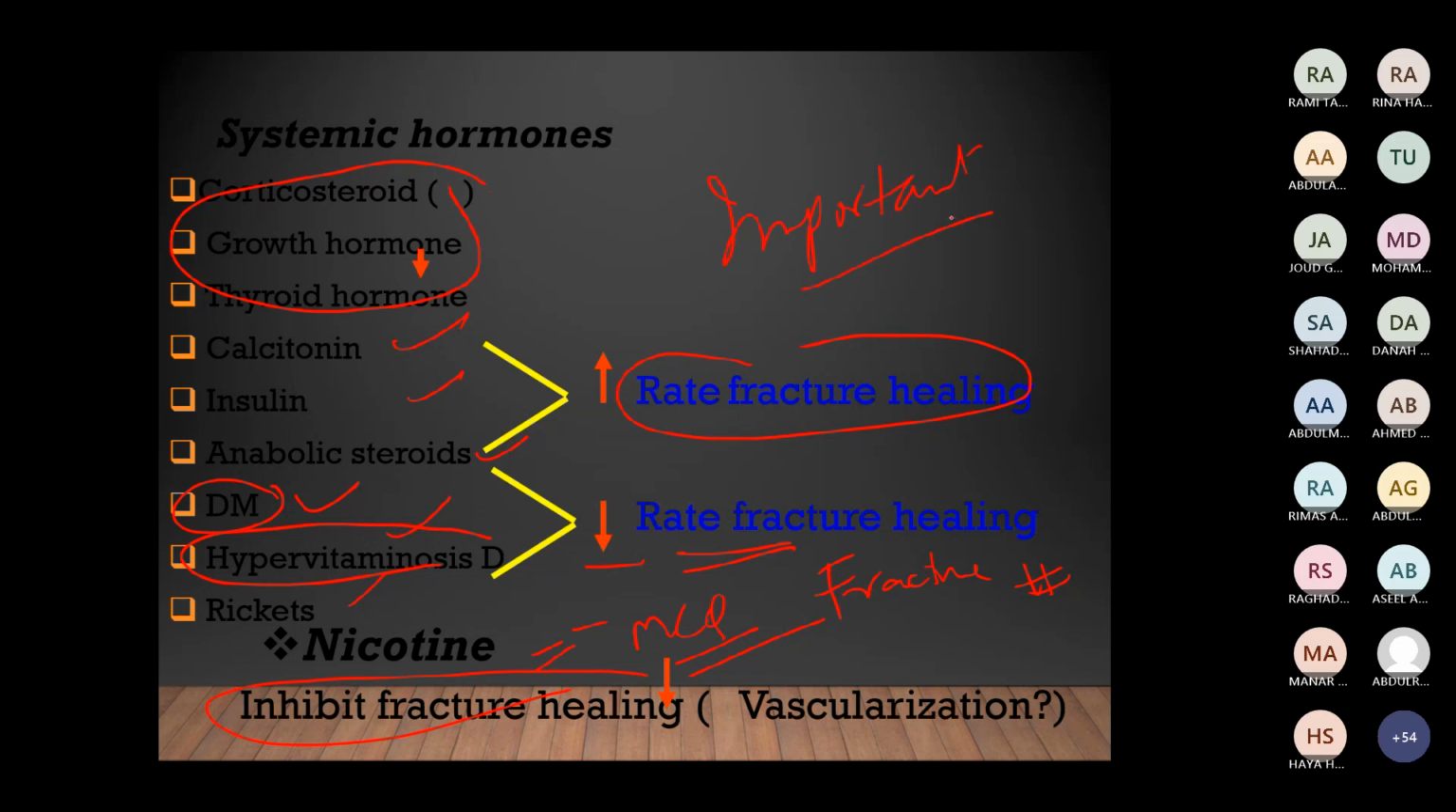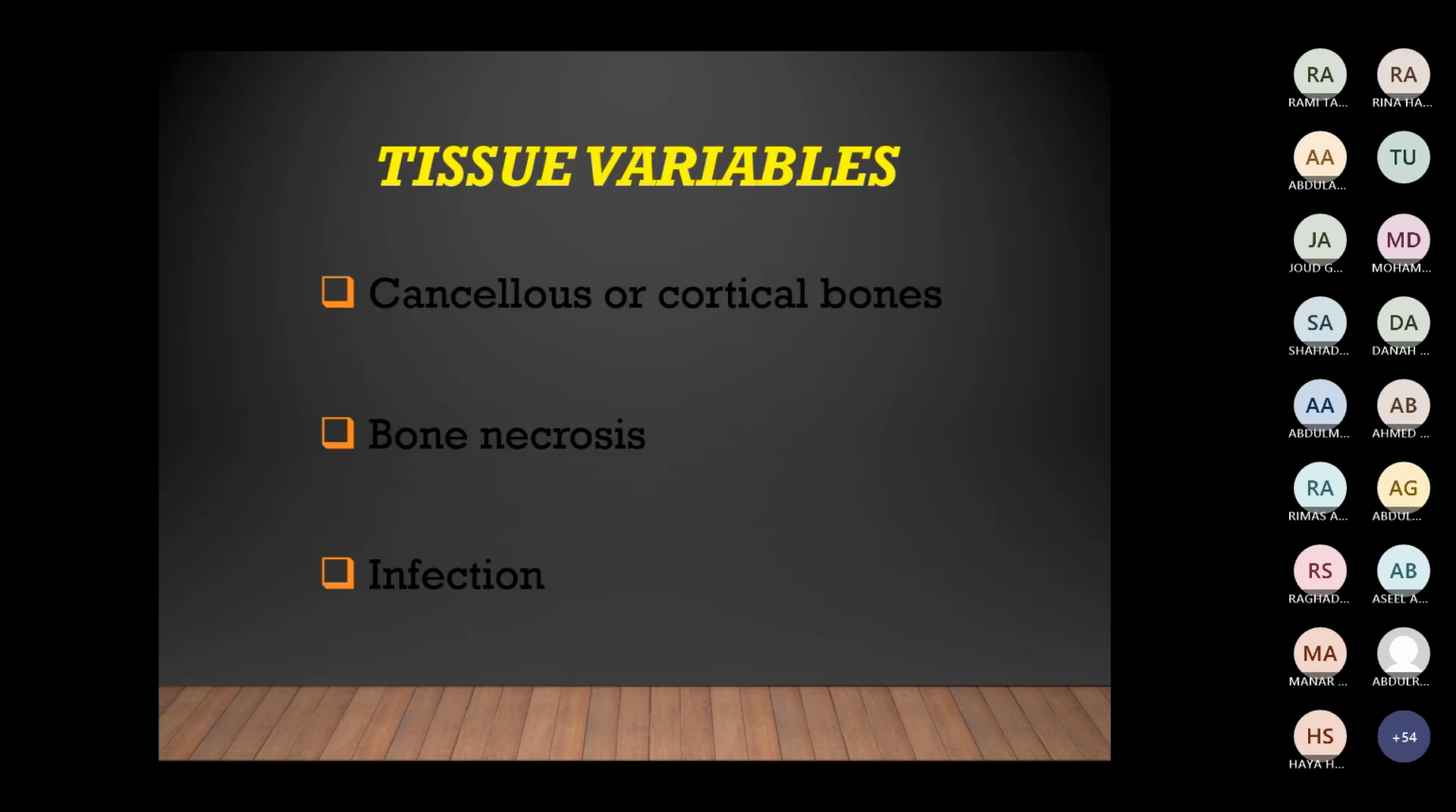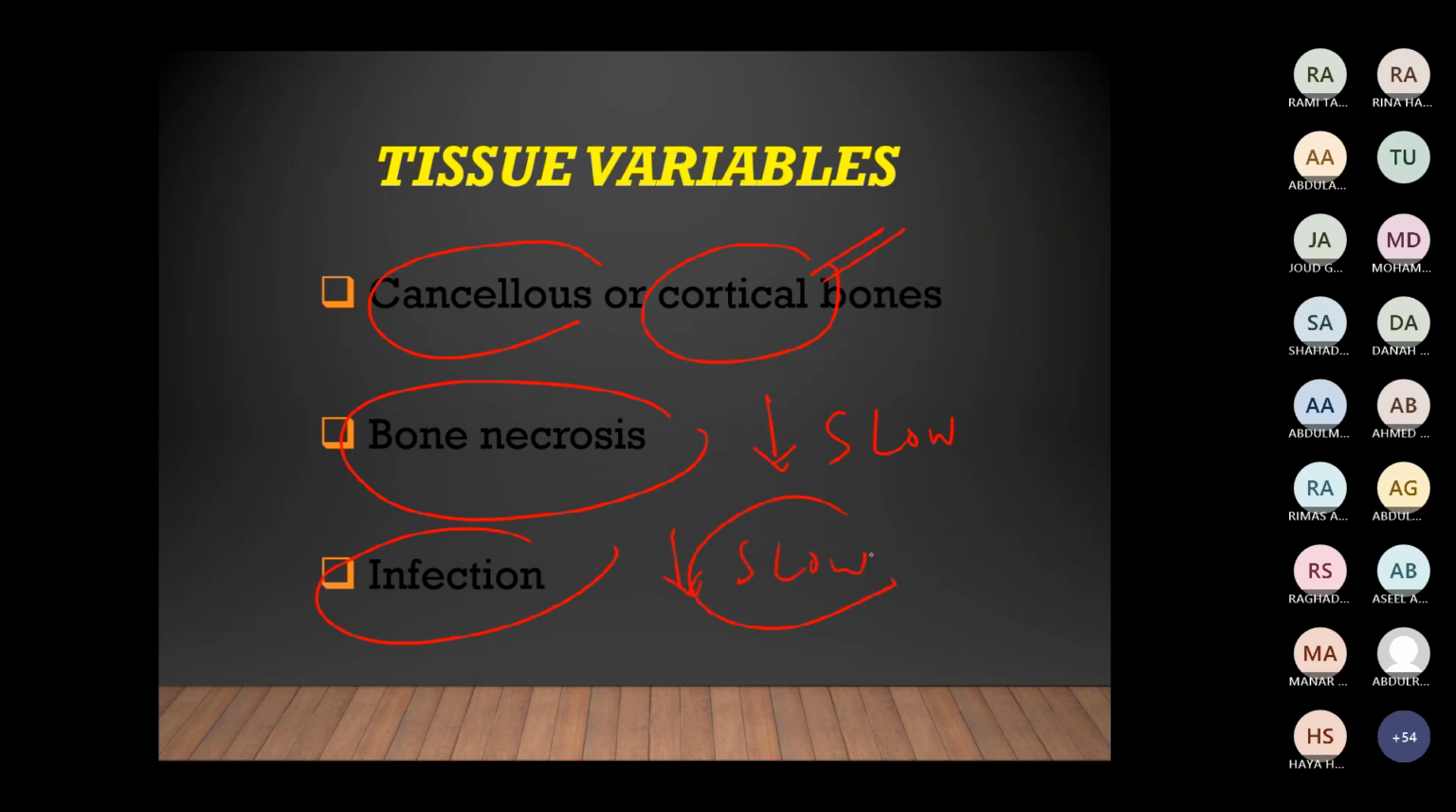I think these things are very easy for you, because the most important thing today, I told you, is the pattern of fracture healing, the steps of fracture healing, which we have finished. Now, tissue variables. Are we dealing with cancellous bone? Are we dealing with cortical bone? Are we dealing with bone necrosis? The fracture healing is slow. When there is infection, the fracture healing is again slow. Okay, this is very, very important.